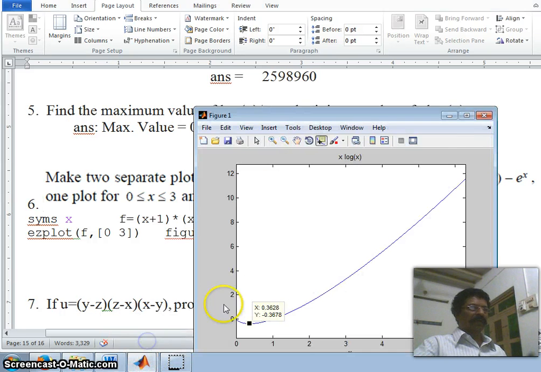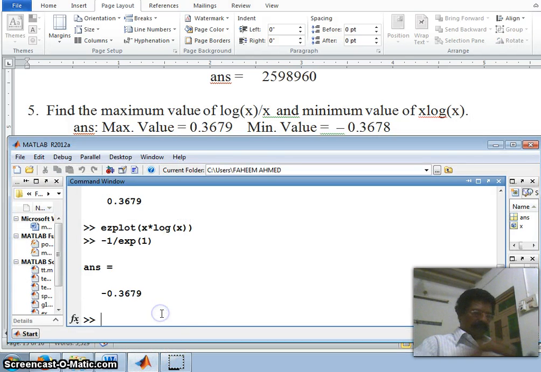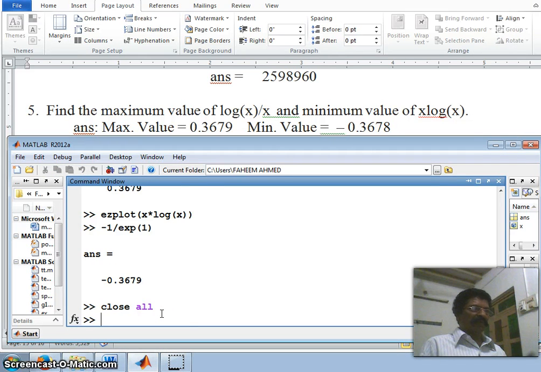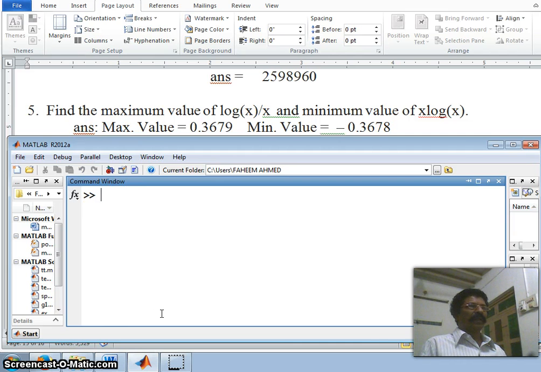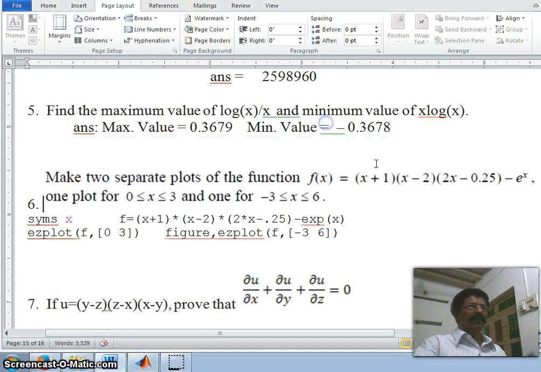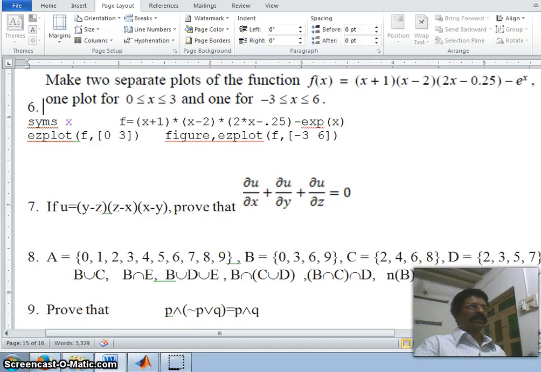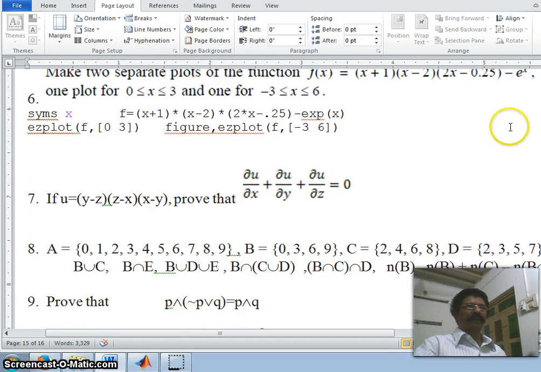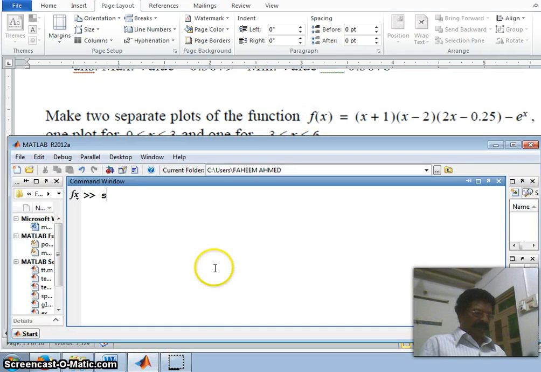Right, so as usual I close this figure and let us take this one. Let us close all the figures. Let us clear the memory locations. Let us clear the command window. Now again I want this figure, therefore x is again to be defined as a symbol. So let us define x as a symbol. Therefore I define symbols.